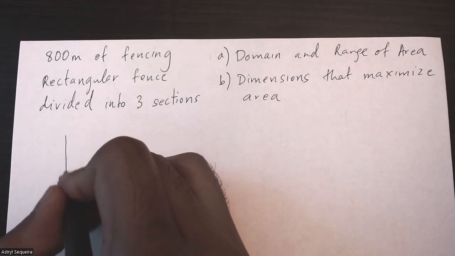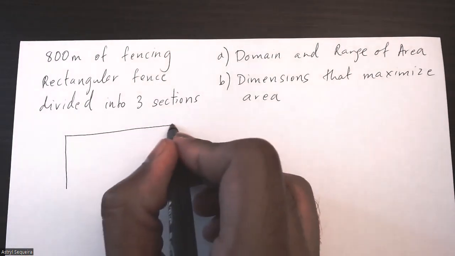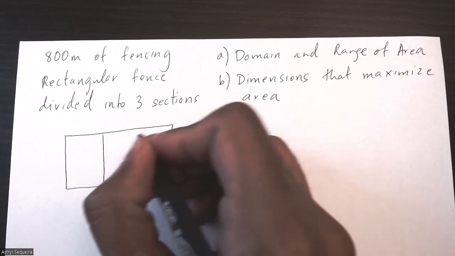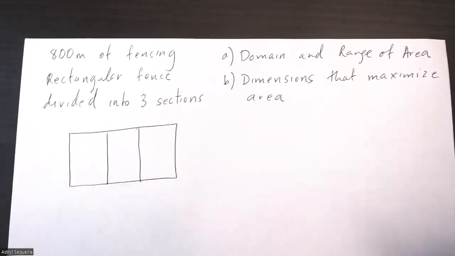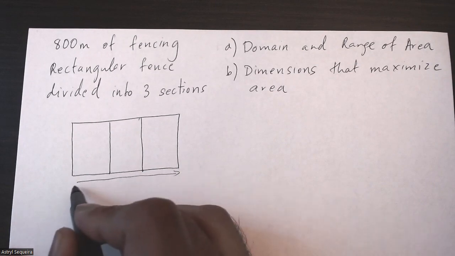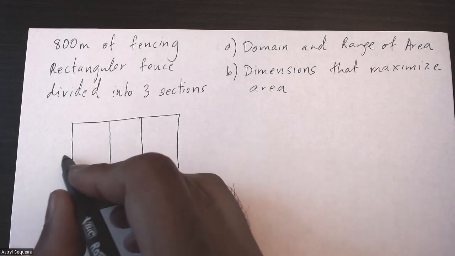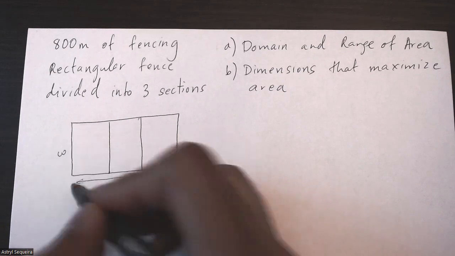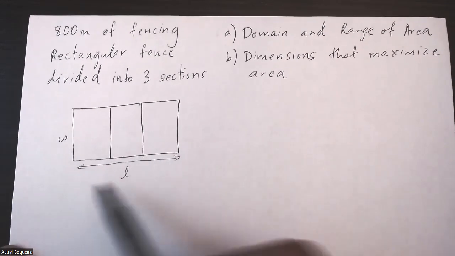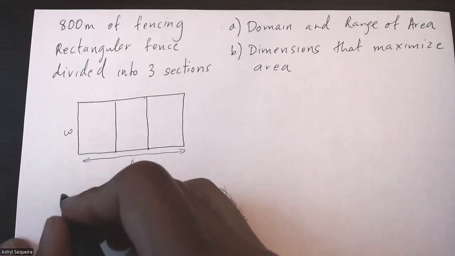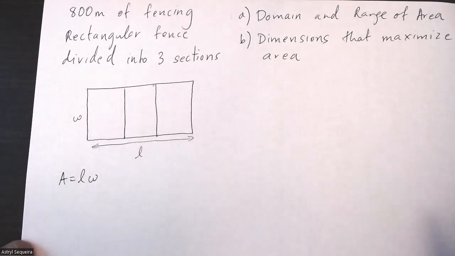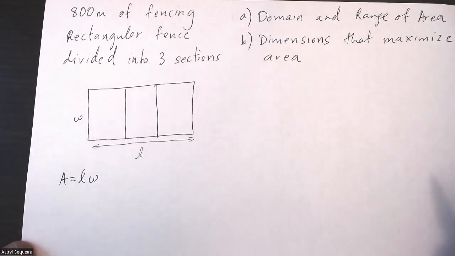So in a question like this, the first thing you want to do is draw a diagram of the situation. So we have a rectangular fence that's been split into 3 sections. I'll label the entire bottom here as my length, L. I'll label this height over here as the width of my fence. If I look at this entire diagram, the area is just going to be length times width because that's the area of a rectangle.